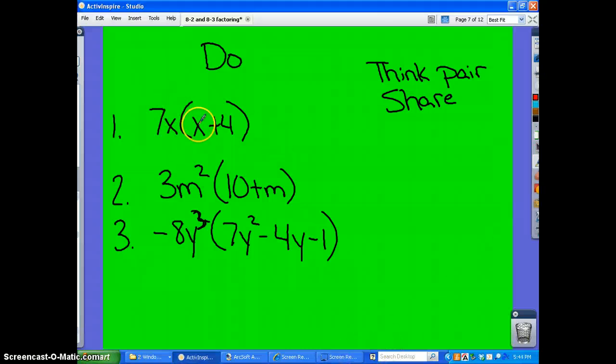And here are the answers. If you work this one out, you're going to have 7x squared plus 28x. On this one, you have 30m squared plus 3m cubed.